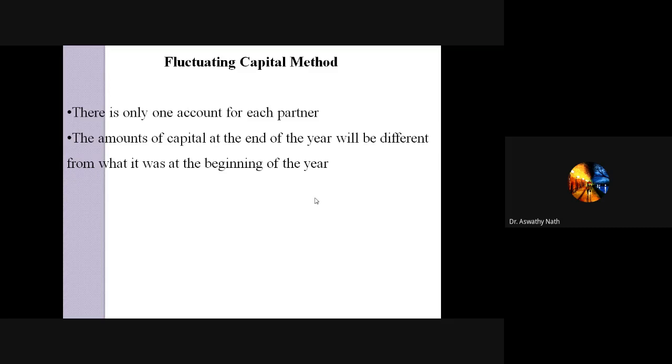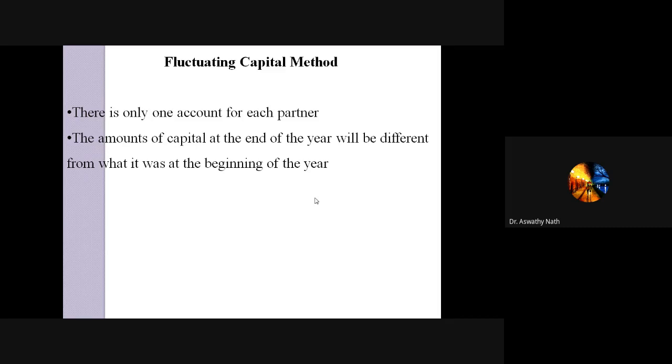Only one account for each partner is prepared according to the fluctuating capital method, and all entries relating to interest, introduction of capital, salary, commission, and share of profit are included in only one account. And this account is credited, and similarly the capital account is debited with drawings, interest on drawings, and if there are any losses.